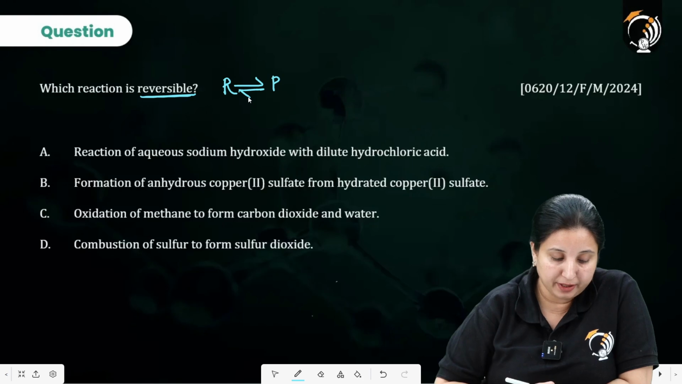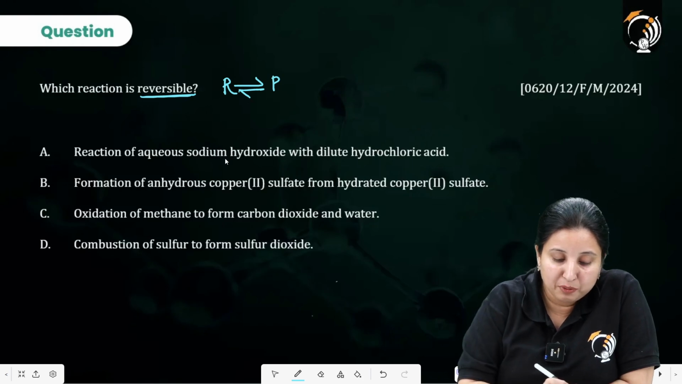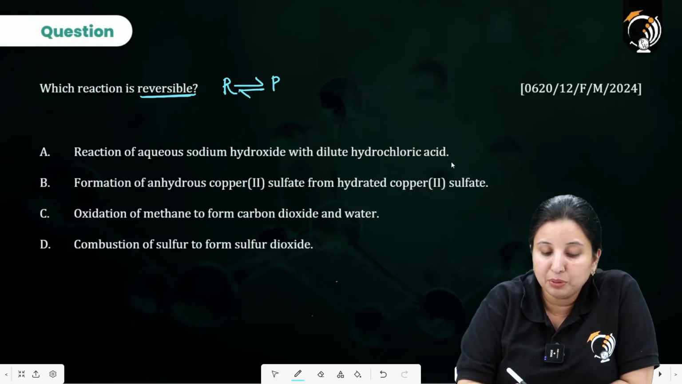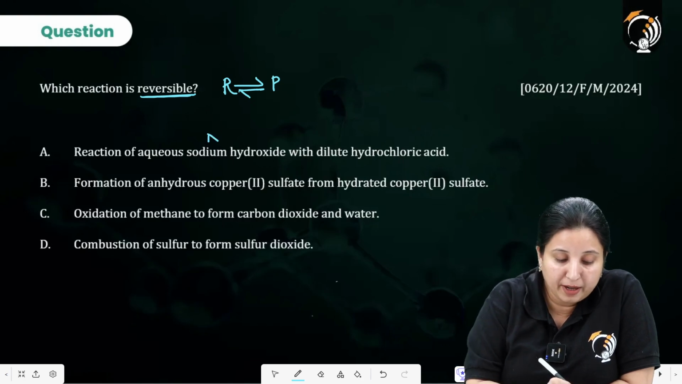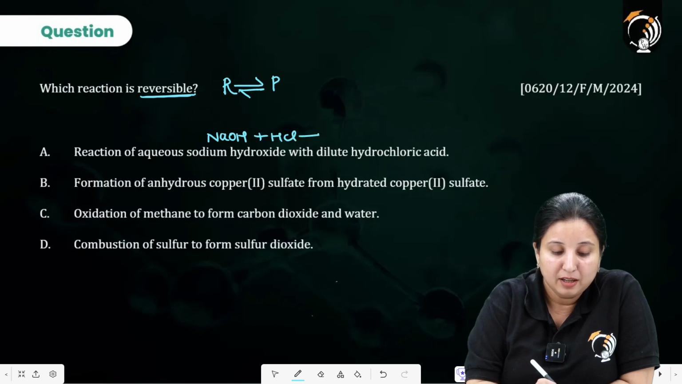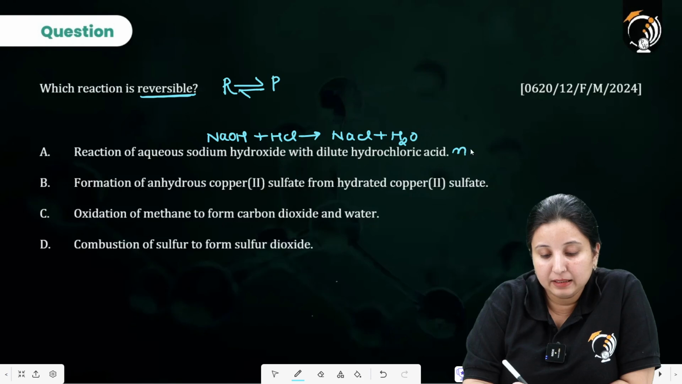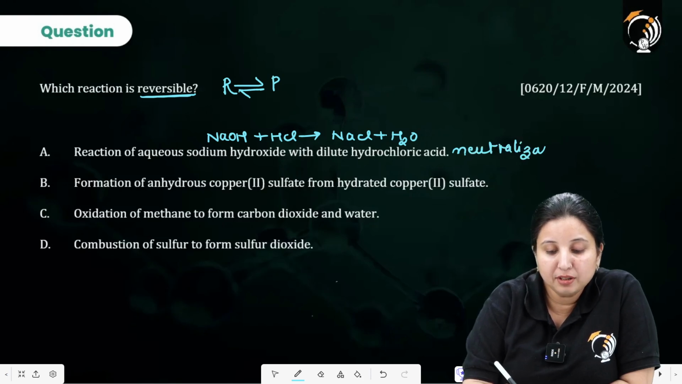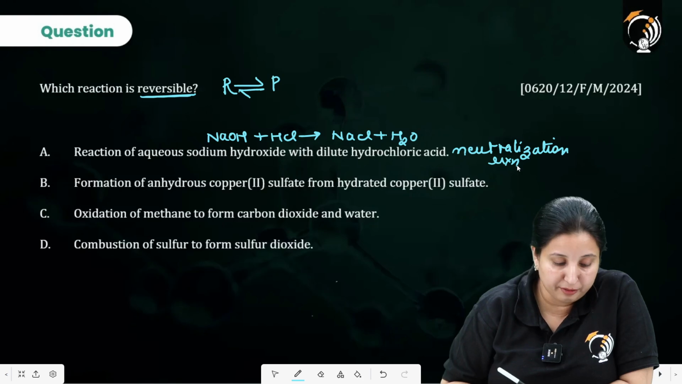So let's see over here, reaction of aqueous sodium hydroxide with dilute HCl. Now look, sodium hydroxide is what? It is NaOH, and dilute HCl is what? It is HCl. So it is going to give us NaCl plus H2O. Now basically this is a neutralization reaction, and this neutralization reaction is not reversible.